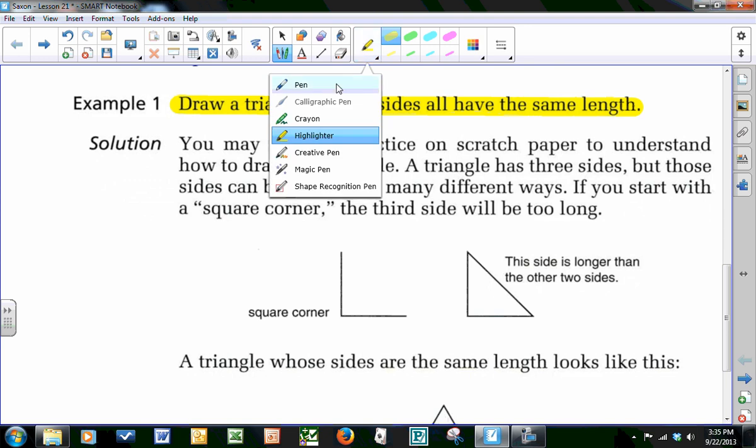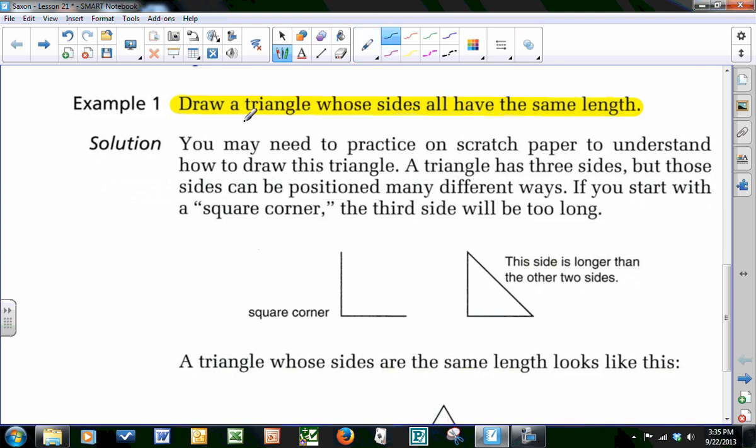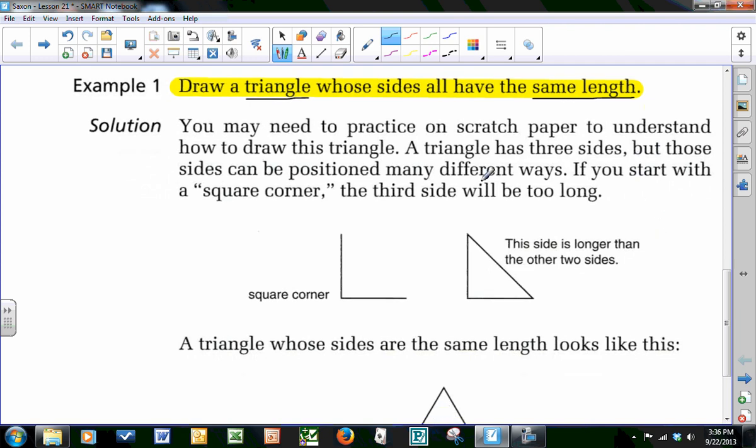Okay? So first of all, we're going to be drawing, and let's break this problem down. First, it has to be a triangle, and you know a triangle has 3 straight sides, and all the sides have to have the same length. And there's a special name for a triangle where all the sides have the same length. That's called an equilateral triangle. So what you might need to do is practice on some scratch paper at first to understand how to draw a triangle where the sides all have the same length.